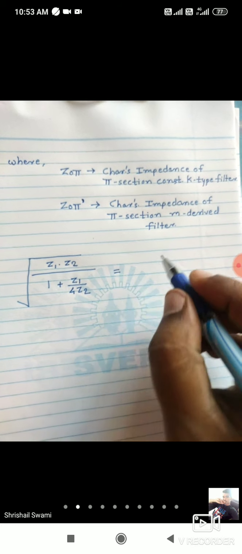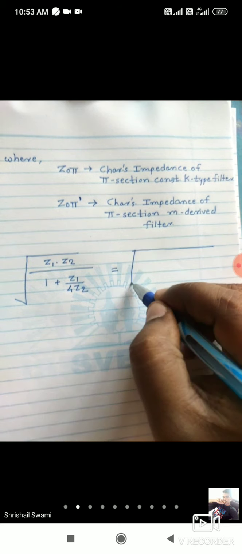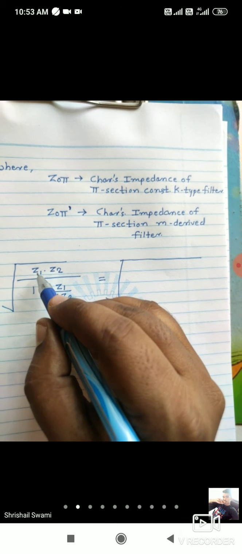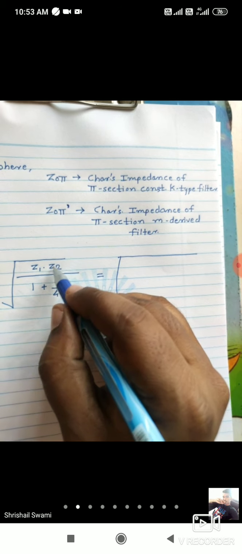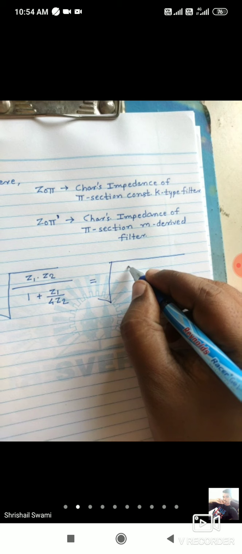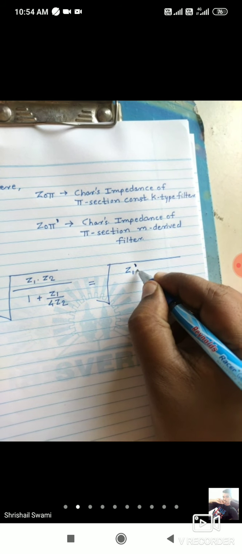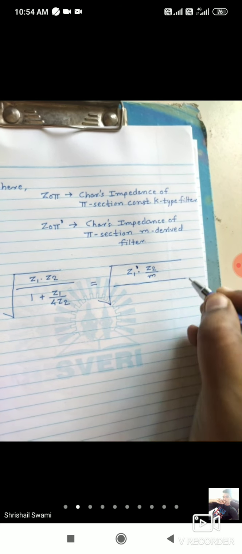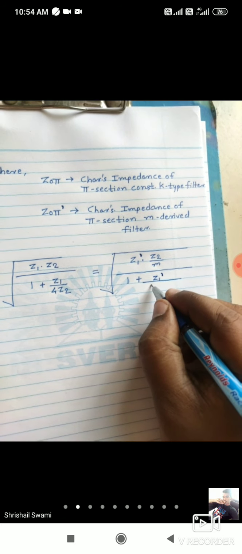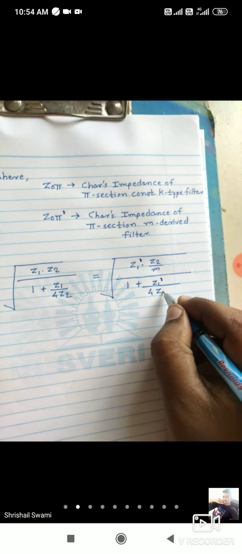Okay, so we can replace it. Similarly, we can write it for Z0 pi dash. So wherever Z1 is there, you can replace it by Z1 dash, and wherever Z2 is there, you can replace it by Z2 by M. Now what will remain here: Z1 dash into Z2 by M divided by 1 plus, as it is, Z1 replaced by Z1 dash divided by 4, Z2 replaced by Z2 by M.